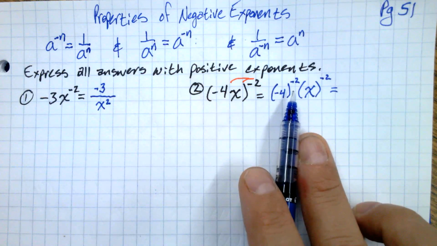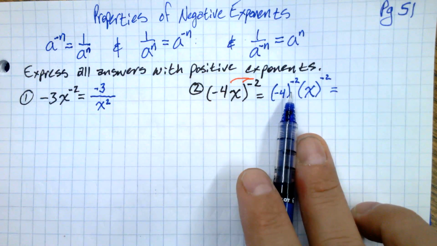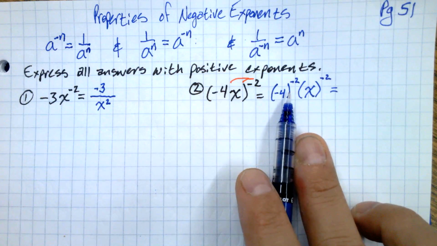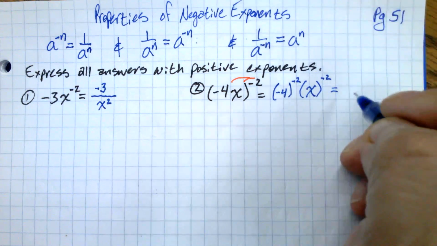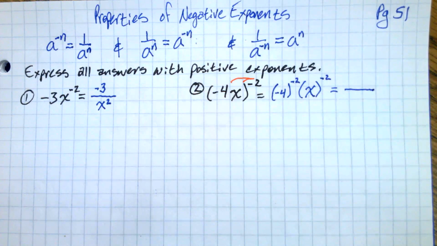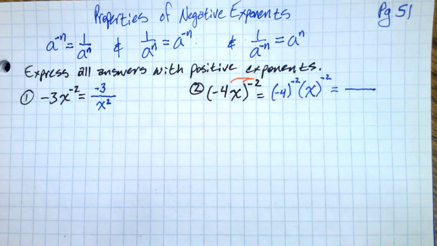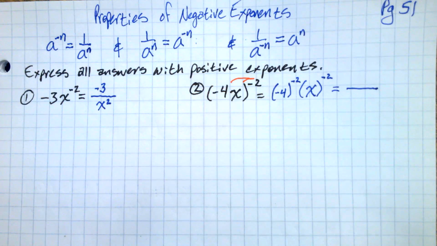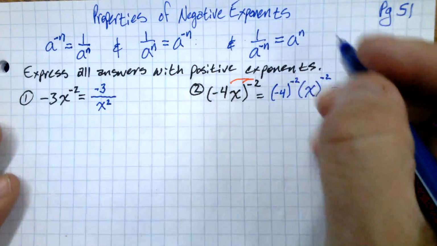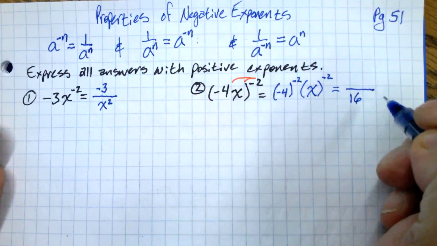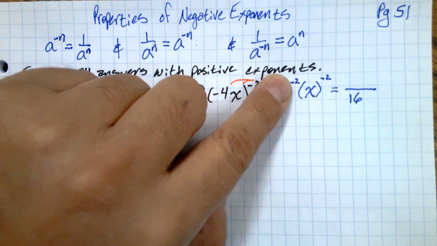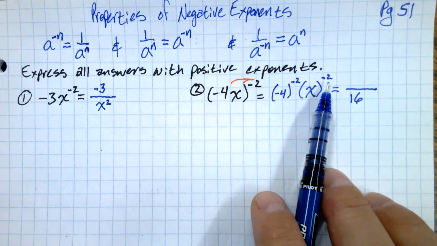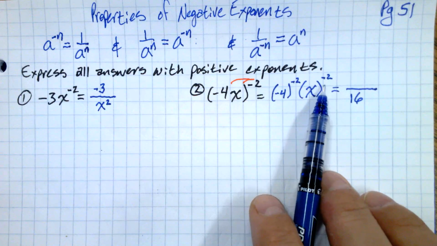How many negative 4s are we going to multiply? 2. And where are they going to go because it's a negative exponent? Denominator. So I have to multiply negative 4 times negative 4. 16, and it's positive because there's an even number of negatives. We brought it to the denominator because of the negative. Now we have x to the negative 2. We don't want a negative exponent, so where does it go?